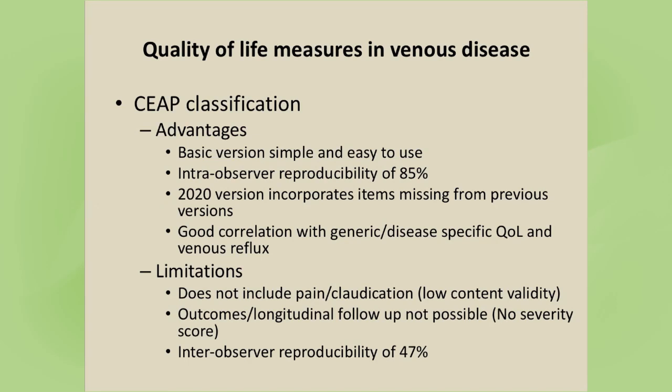Outcomes, a longitudinal follow-up is not possible because it's not really a severity score, although multiple studies have used the CEAP classification as a severity score. It's not really set up for that. The inter-observer reproducibility is pretty low, again, 47%.